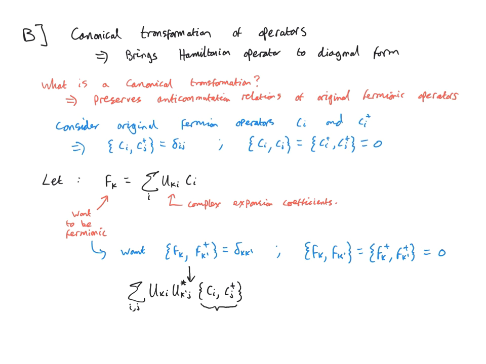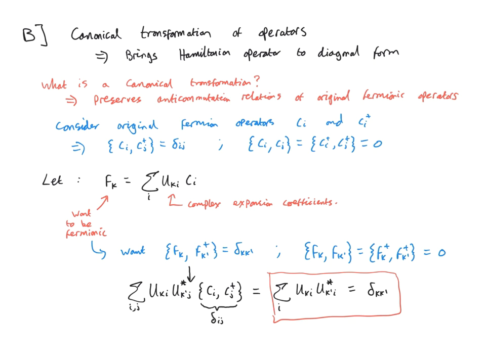And of course, we know that the original fermionic operators are fermionic, meaning that their anti-commutator satisfies delta_ij. And that has an effect on the double sum. What we end up with is the sum over simply i of U_ki times U_k'i star. And this whole thing should be equal to delta_kk', because I want the anti-commutator of F_k and F_k' dagger to equal delta_kk'. And so I've derived a condition upon the expansion coefficients.